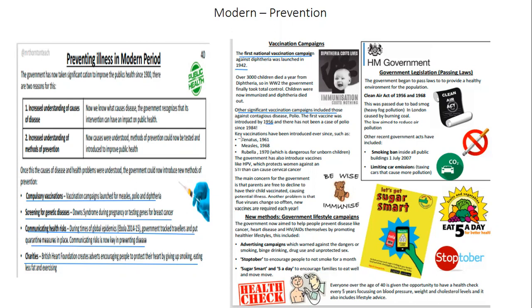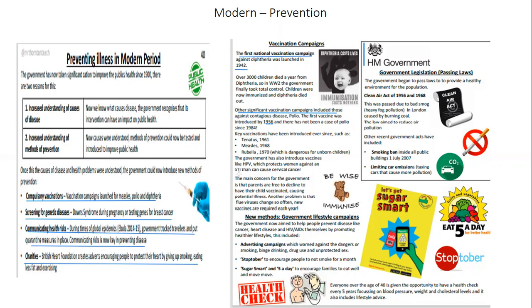You've also got other key vaccinations that have been introduced, such as tetanus in 1961, measles in 1968, and rubella in 1970, which is very dangerous for unborn children. And the government have also introduced vaccines, which some of you would have had at school, such as the HPV vaccination, which protects women against an STD that causes cervical cancer.